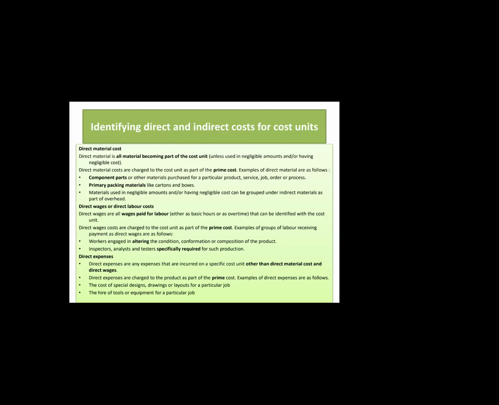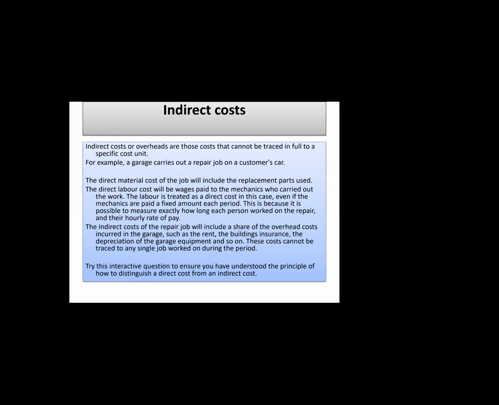Say for example here, inspector, analyst or tester specifically required for such production. And other direct expenses are any expenses that are incurred on a specific cost unit other than direct material cost and direct wages. So direct expenses are charged to the product as part of prime cost. The cost of special design, drawing or layout for a particular job, and the hire of tools or equipment for a particular job. If we hire any specific equipment for a particular job, as I said earlier, it is also treated as direct cost. Now come to the indirect cost.